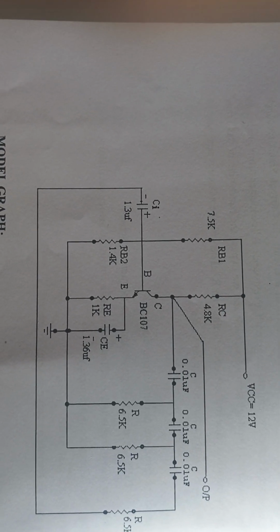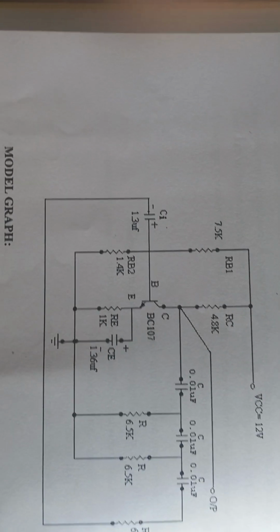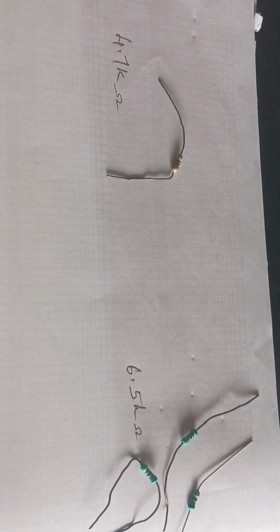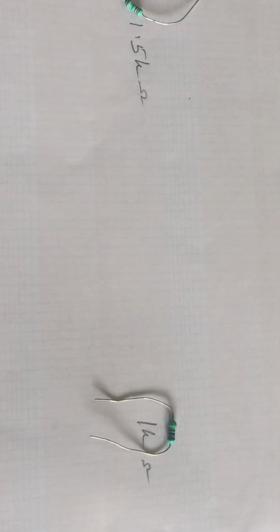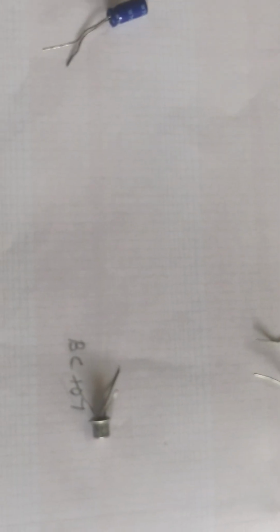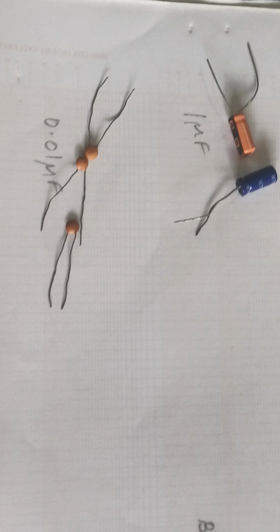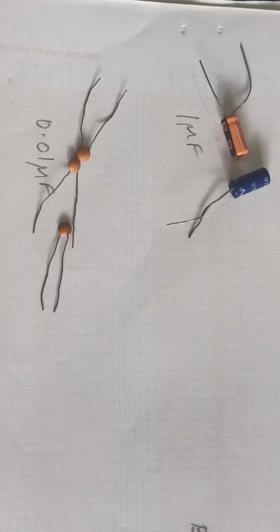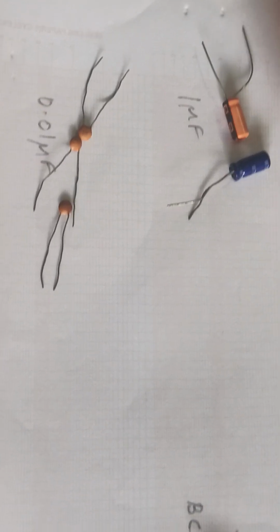Here we are going to find the frequency of oscillation. So these are the components used. We use 4.7K, 6.5 kilo ohm, 1.5 kilo ohm, 1 kilo ohm, 1 microfarad, transistor BC107 and capacitor 0.01 microfarad.